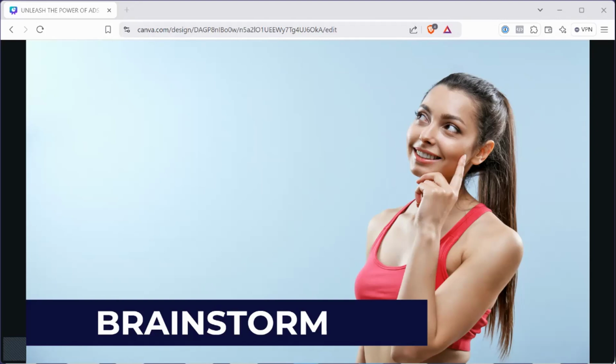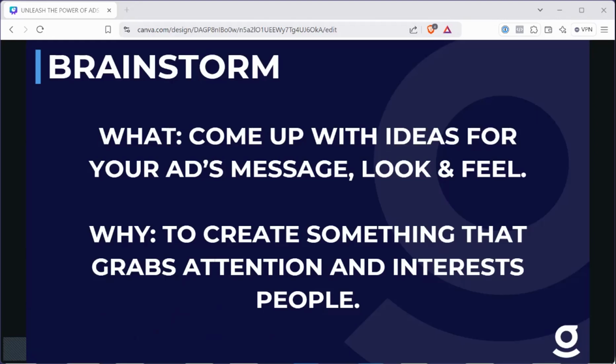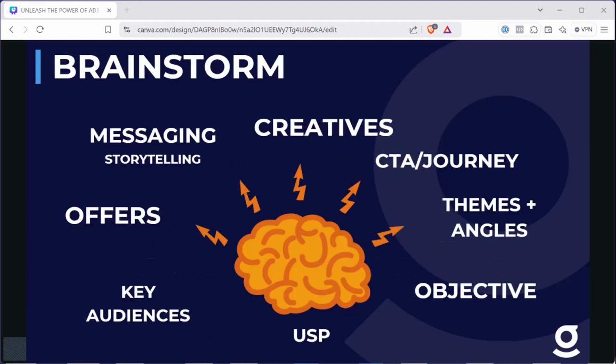Very, very important. So what are we doing here? We're coming up with ideas for your ads messaging, look and feel. And why? We want to create something that grabs attention and interests people. That's what we're trying to achieve here. So there are a few things we can do from a brainstorming perspective, and we've got to understand who we're talking to first. So we've done our research on our members. Now we want to distill that into key audience buckets.